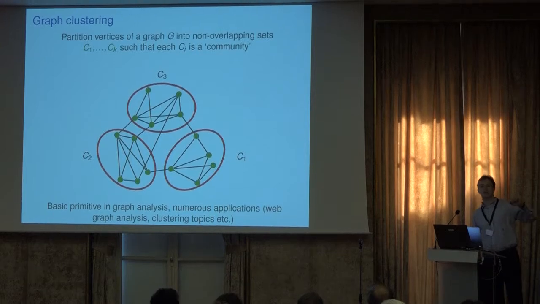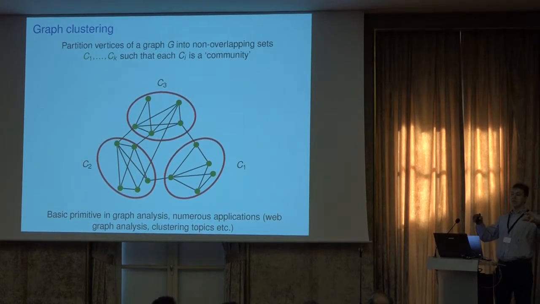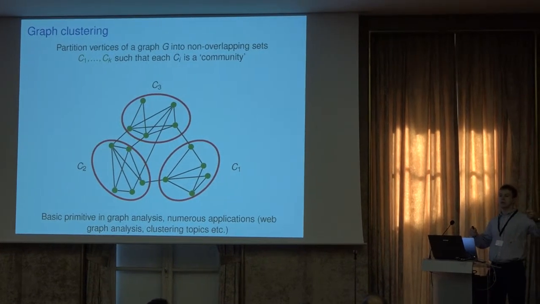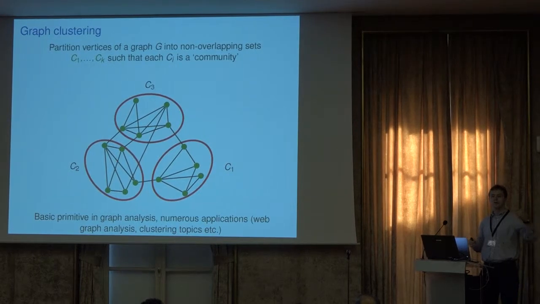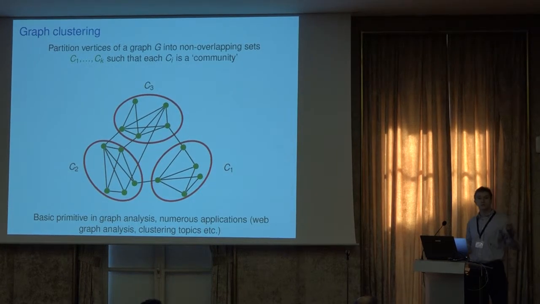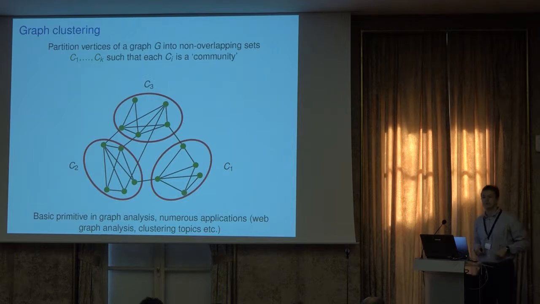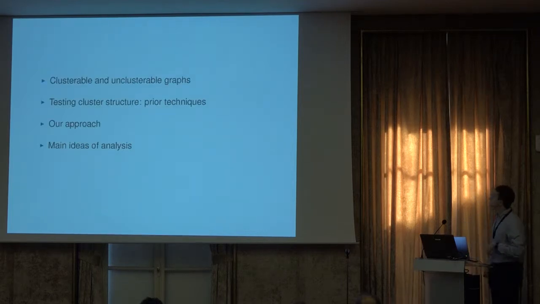So in this talk, we're interested in the following question. Given a graph G, we want to have a very fast algorithm, or sublinear time algorithm, for testing whether or not this graph admits a clustering with a small number of clusters. So in what follows, I will tell you about the problem that we're solving, namely distinguishing between graphs that are clusterable and that are not clusterable in some sense, and about our techniques.